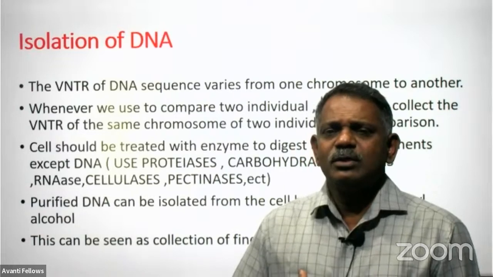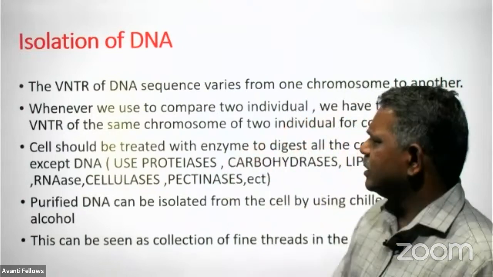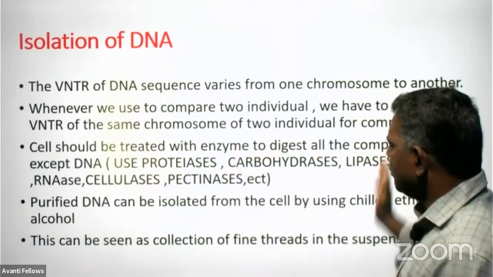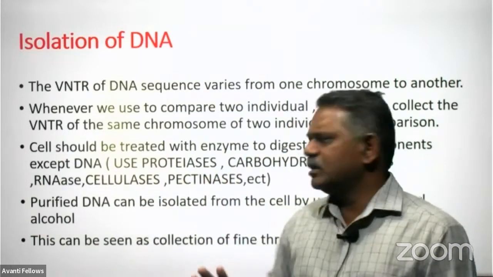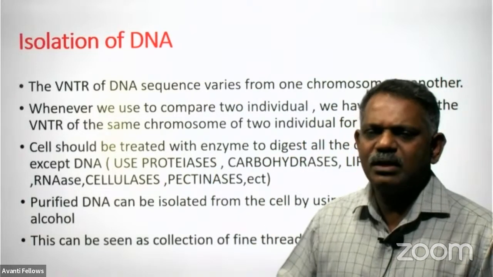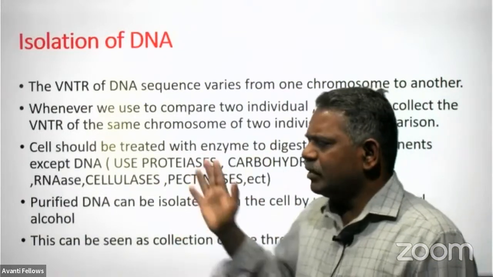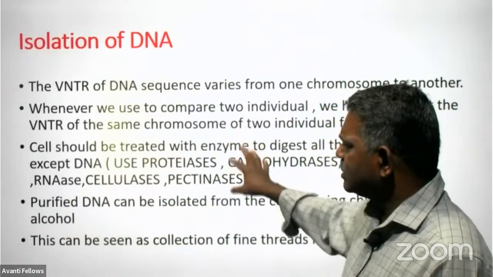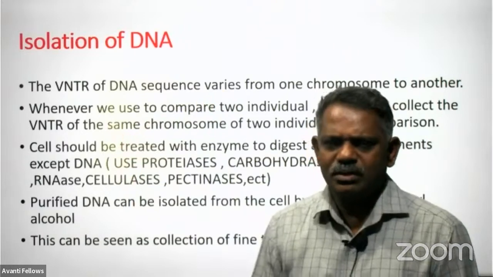We need only DNA. So treat it with pectinase, and pectin will be digested. Treat it with carbohydrase, and carbohydrate will be digested; treat it with protease, and protein will be digested; treat it with lipase, and lipid will be digested; treat it with RNase, and RNA will be digested; and treat it with cellulase, and cellulose will also be digested. So pectin, cellulose, RNA, lipids, carbohydrate, protein, everything can be digested and removed. After treating the cell with all these digestive enzymes, finally the chromosomal DNA will be there in the solution.